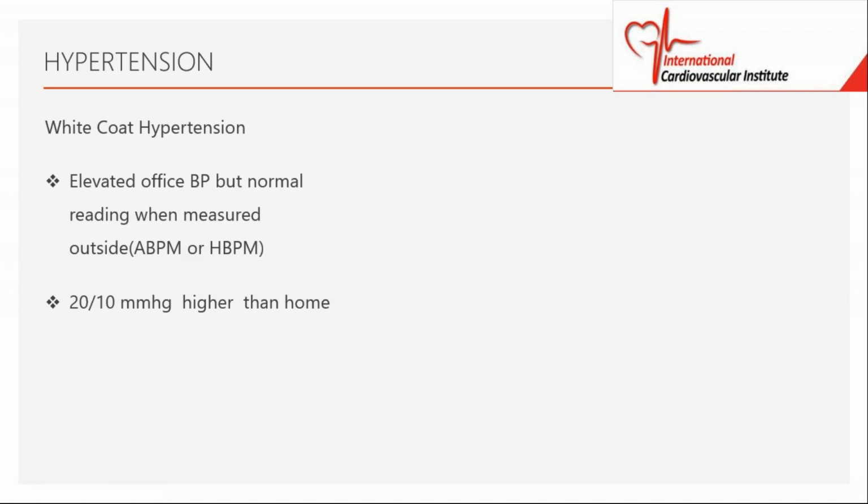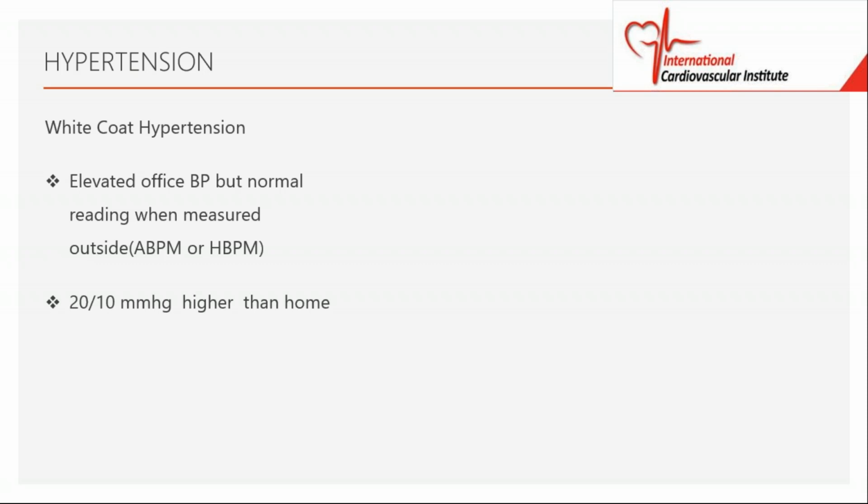But one of the most important pieces of information that we get from out of office blood pressure monitoring is the assessment of white coat hypertension. So what is this white coat hypertension? The patient comes to the office and the blood pressure is high, and it's always high when they come to the office.